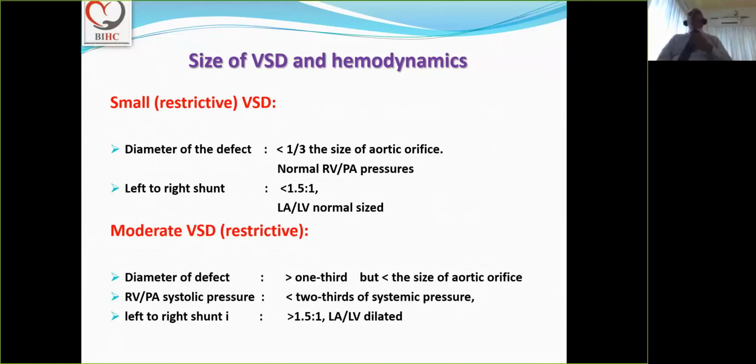If we look at a moderate VSD, it's obviously larger than this, but less than the size of the aortic orifice in any case. And the RV to PA pressure ratio will be less than 2/3 of the systemic pressure. It's elevated, but less than 2/3 of the systemic pressure. And the left to right shunt, of course, is more than 1.5:1. And LA and LV are dilated.